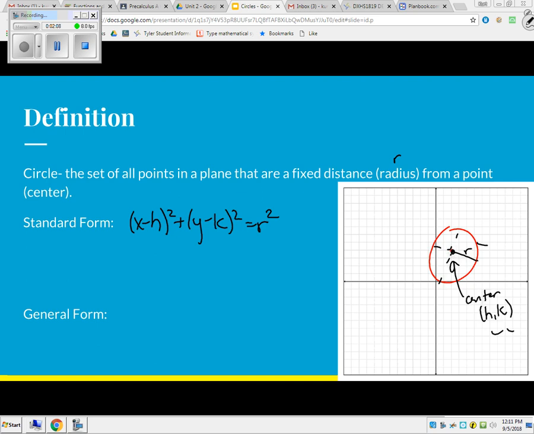Okay. Now, eventually what I'm going to want to do is fill in the h and the k and the r with their actual values. They're going to be numbers. And whenever I do that, I can FOIL everything out, expand it out, however we're going to work it, and I can get it into general form. General form looks a little bit messier. It is going to be ax squared plus by squared plus cx plus dy plus e equals 0.